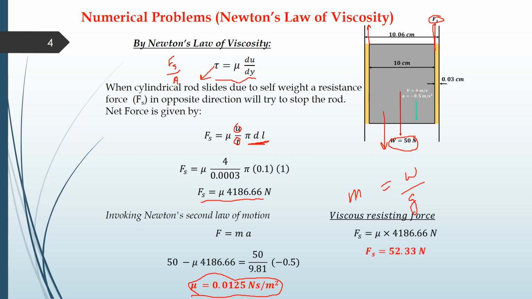In the next part, we have to calculate the viscous resisting force. So we will calculate the viscous resisting force by putting this value of mu in this Fs. So what we will get, Fs is equal to mu into this. So we will get the viscous resisting force Fs, which is to be calculated, as 52.33 newtons after calculation. So this is the first part of the numerical.